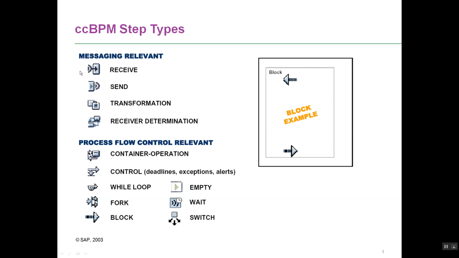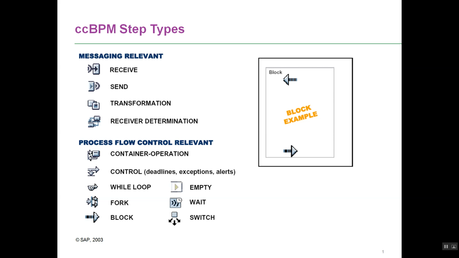Okay, so receive steps are used to receive a message and trigger a business process, and ccBPMs typically will start with a receive step. A send step is used to send a message out of your ccBPM to a third-party system. Send steps can be both synchronous and asynchronous. A synchronous send step means ccBPM is going to make a synchronous call and get a response back. The step will wait for a response before it goes to the next step. A transformation step is used to execute a mapping.